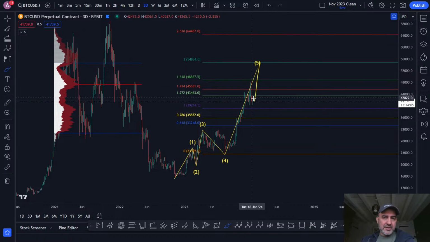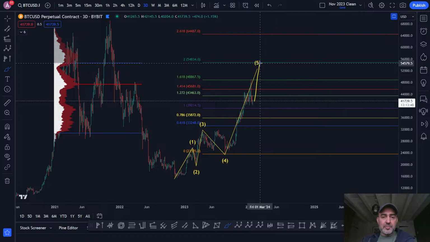So depending on how the price behaves, are we still in the 5 to go up, or are we correcting now? Now, I think it'd be more bullish to have a flat correction if we're correcting now. If we see a deep correction now, I don't think that would be very bullish.